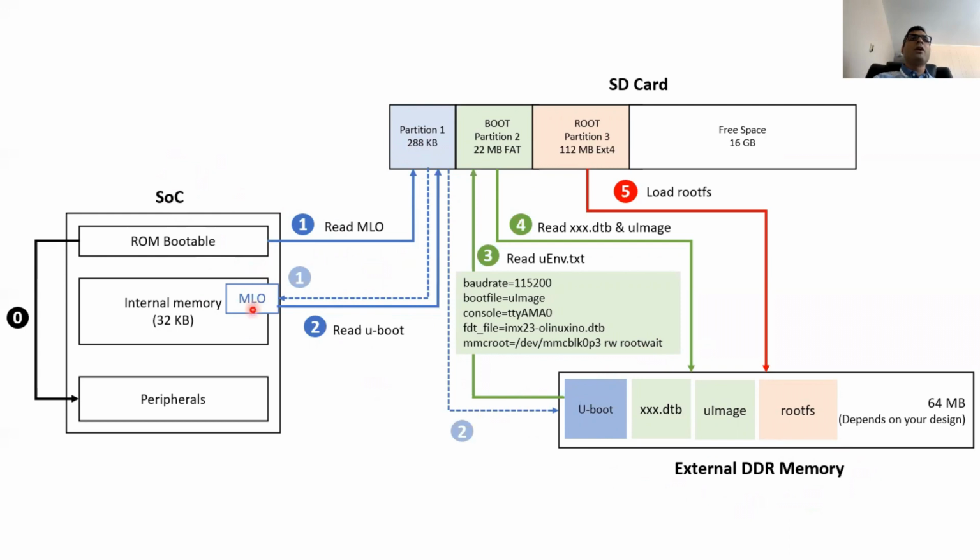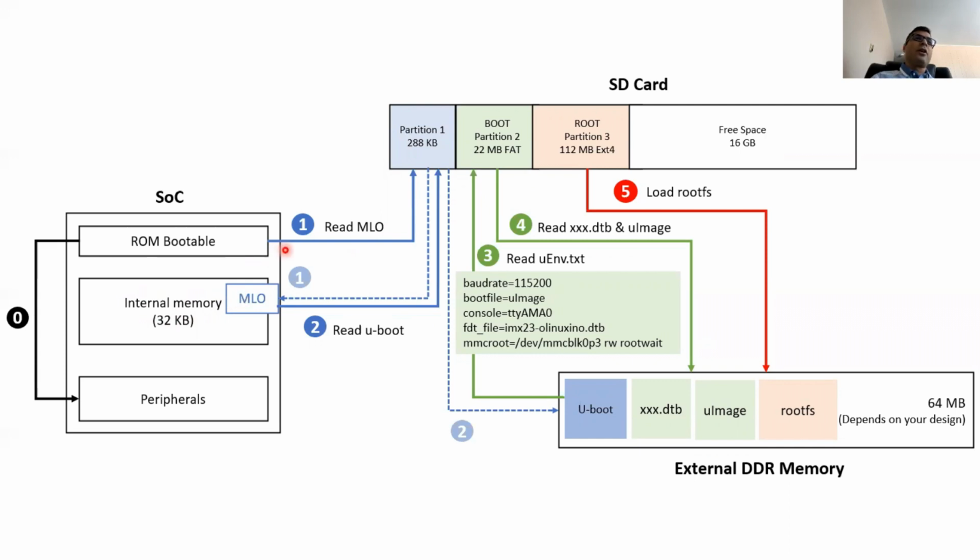So the question is, why do we need memory loader or MLO? At the beginning, the SoC doesn't know about the external DDR-RAM, and it has only access to its internal memory, which is very small, around, in my case, 32 kilobytes. So in order to execute any file, it has to copy it into its internal memory. But the U-boot file is pretty big, and we have only 32 kilobytes. So there is a small file, memory loader, and it is small enough to be loaded inside the internal memory and initialize the external DDR memory, and also load the U-boot.